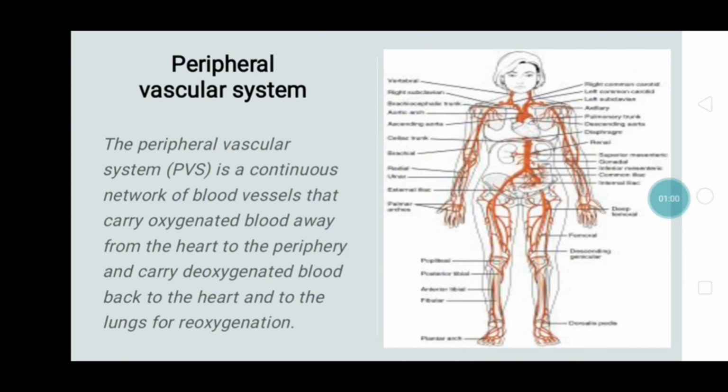So if itong system is hindi mag-function ng maayos, perfusion issues can arise like hypoxia or the low amount of oxygen in the body and tissue damage. So all in all, the peripheral vascular system includes all the blood vessels that exist outside the heart.